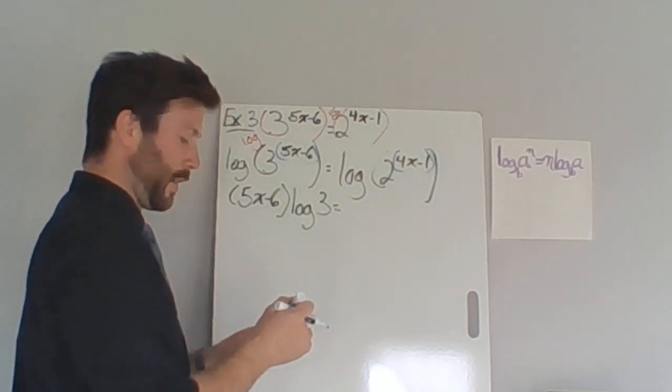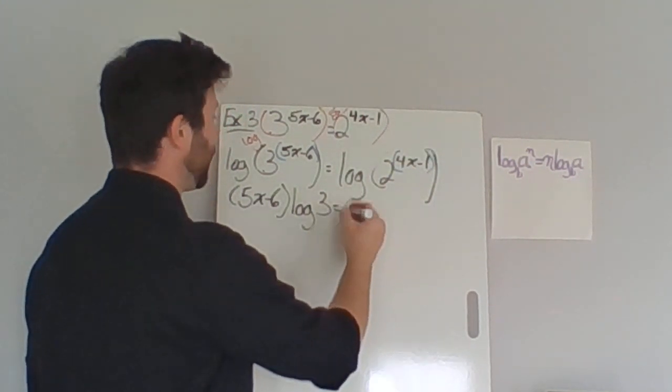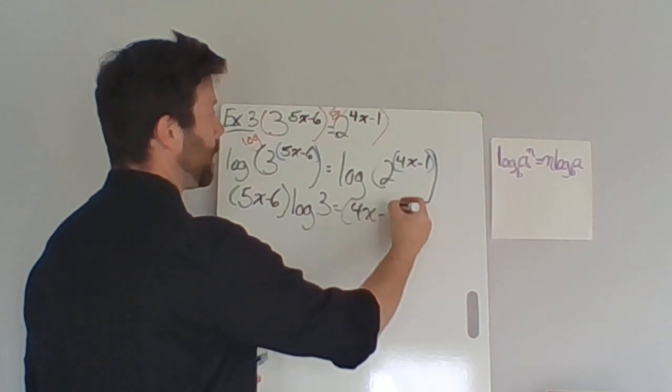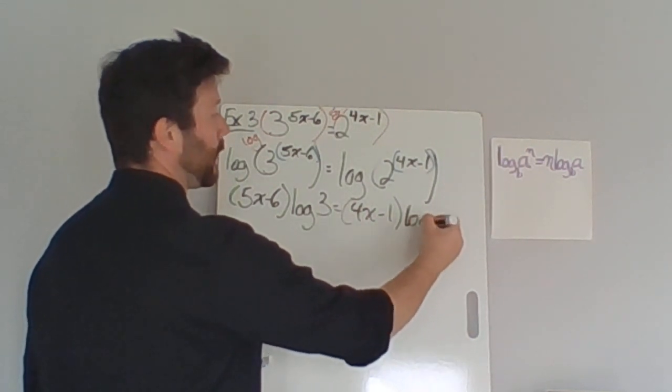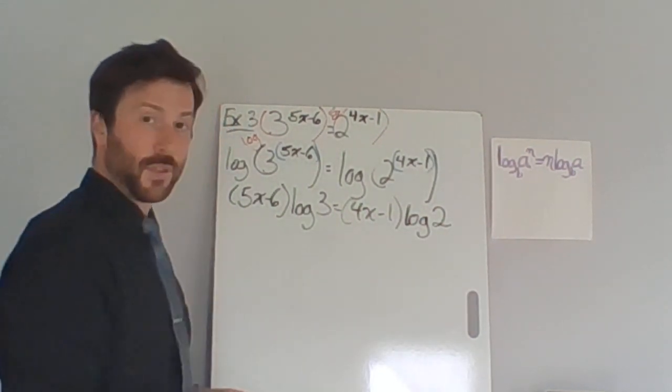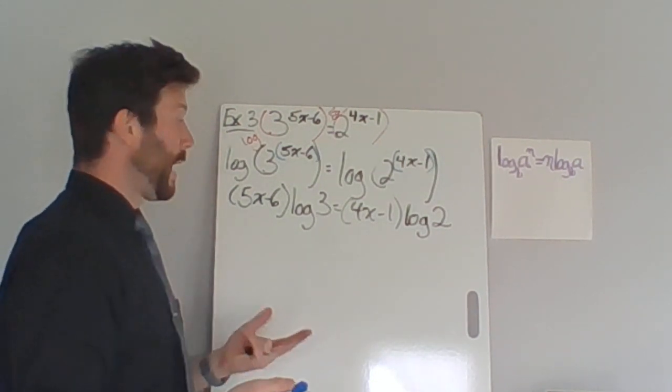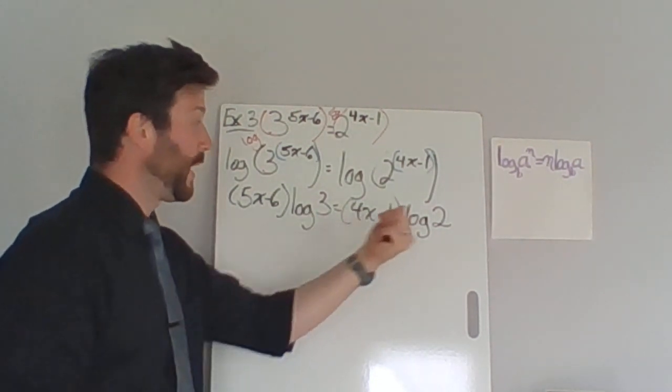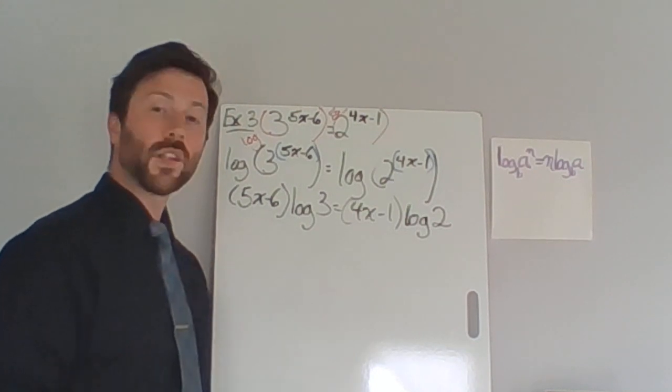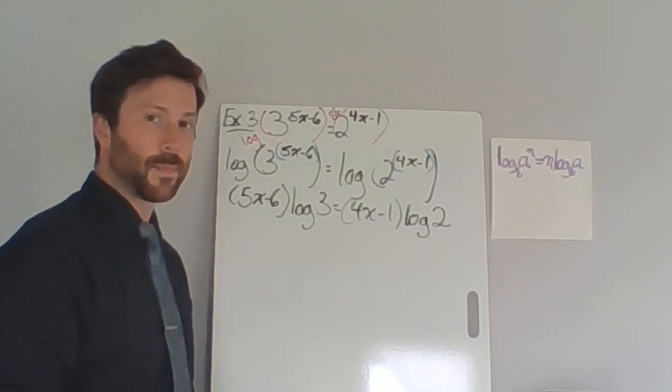I can do the same thing over here. Bring out the 4x minus 1. And I can have 4x minus 1 times the log of 2. Okay? Now, remember, log of 3, log of 2, those are constants. Those are just numbers. So treat them as such.